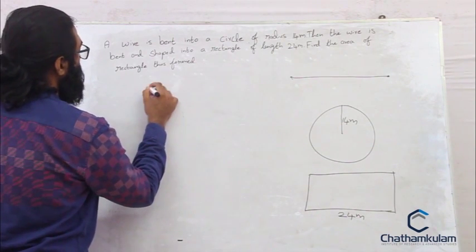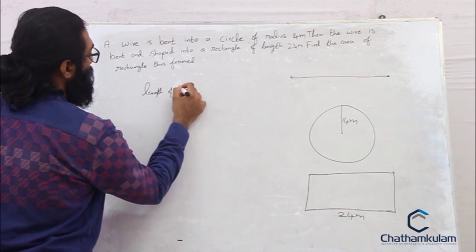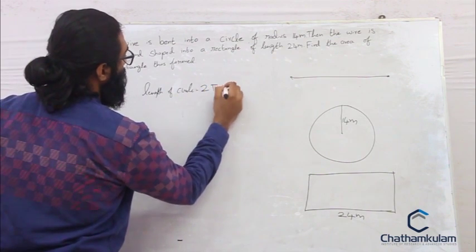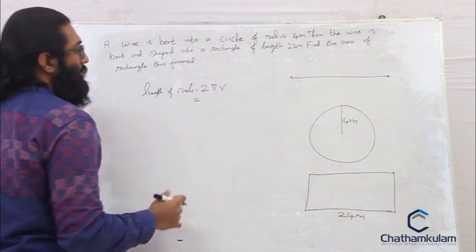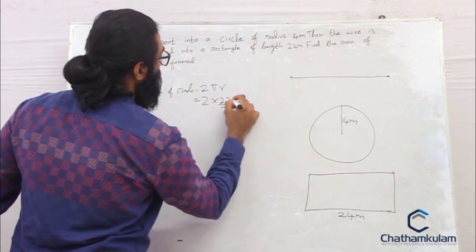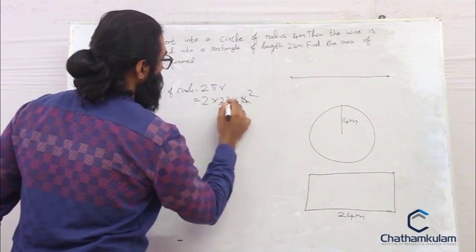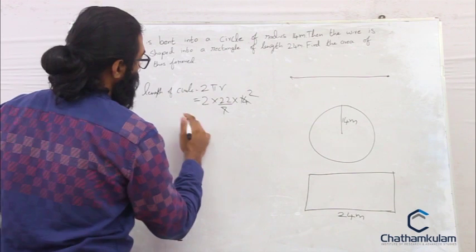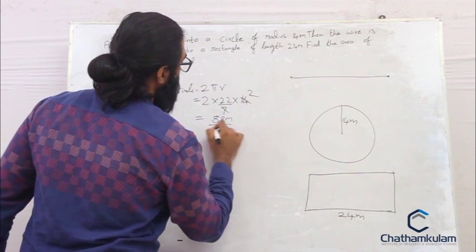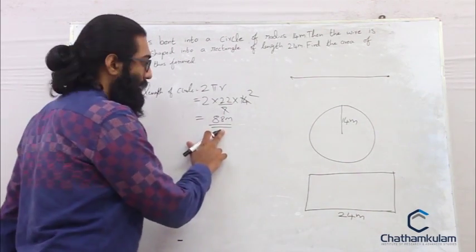The formula is length of the circle. Length of circle is given by 2 pi r, right? What is r here? It is 14. That is 2 into 22 by 7 into 14. That is 2, 22 into 2, 44. 44 into 2 is 88. So the length of the circle is, we get it as 88 meter, right?